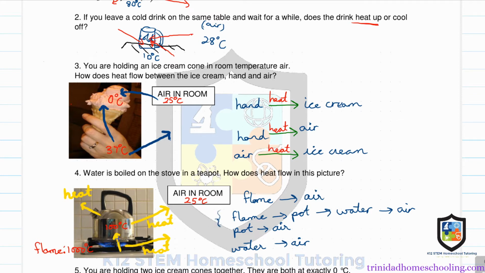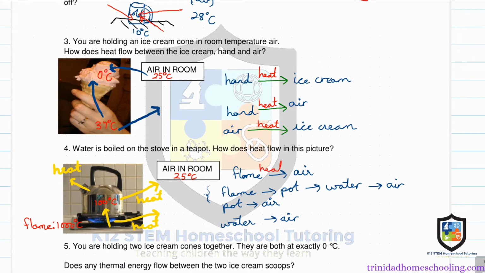The pot will heat up, the water will heat up inside, and then the pot will give off heat to the air, or the water itself will give off heat through the opening here as steam. Okay, and these are all your heat flows. Okay, so on each of these arrows, write the word heat.